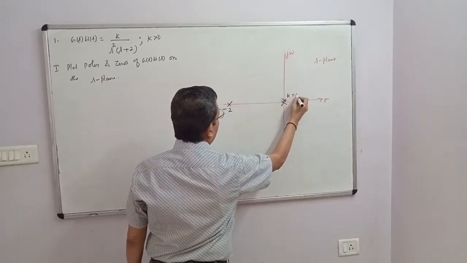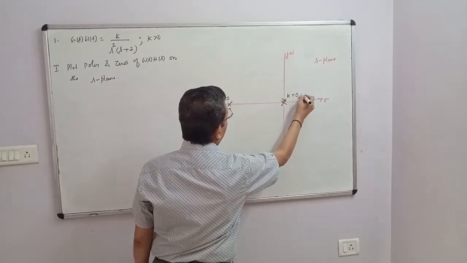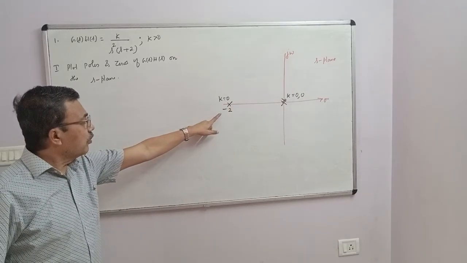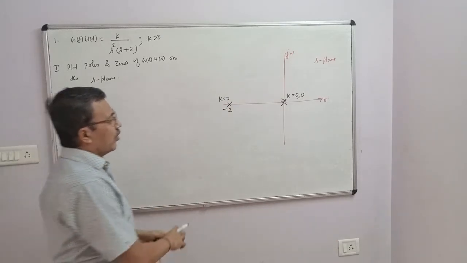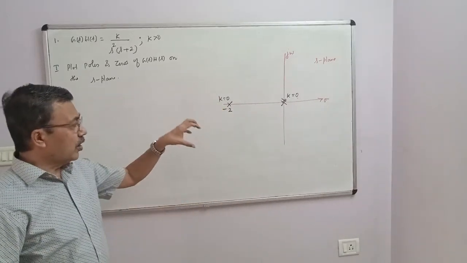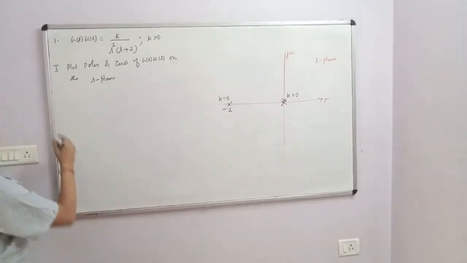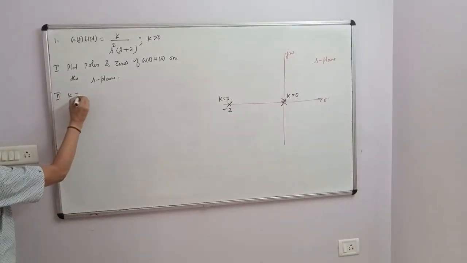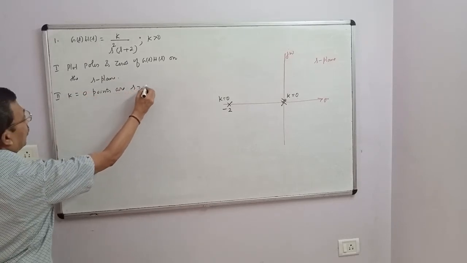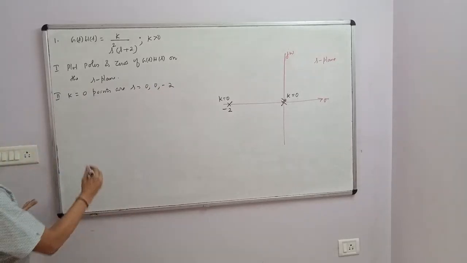Where poles are there, you write k equal to 0. Where zeros are there, you write k equal to 0, 0 because there are two poles at the origin. Here there is one pole at minus 2. Instead of writing 0, 0, I just write 0, signifying that both the poles are at the origin and the value of k at the origin is 0. Second step, k equal to 0 points are s equal to 0, 0, minus 2. There are no finite zeros.